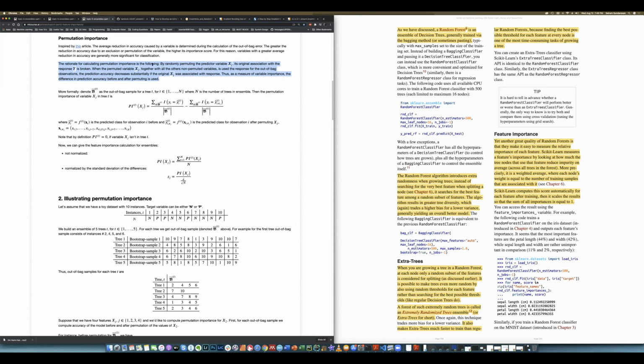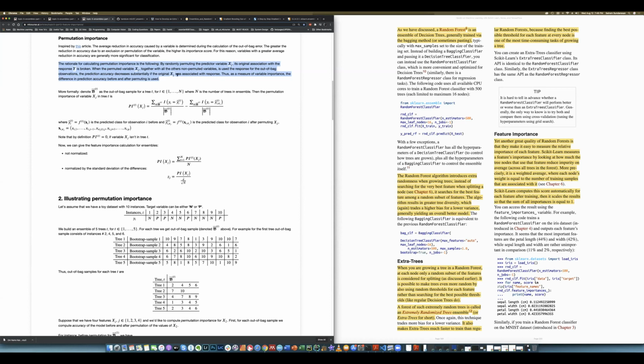So this paragraph actually sort of summarizes what Joseph was explaining. Basically, the rationale for calculating permutation importance is the following. By randomly permuting the predictor variable x of j, its original association with the response y is broken, y being the target. When the permuted variable, together with all the other non-permuted variables, is used for the out-of-bag observations, the prediction accuracy decreases substantially if the original xj was associated with response.